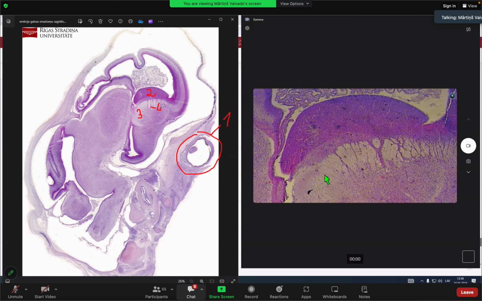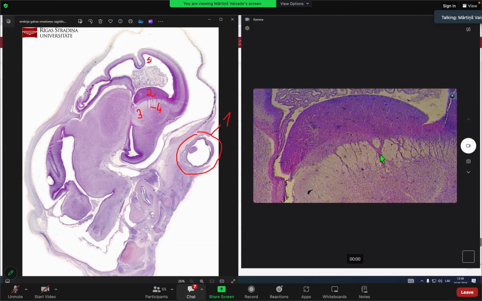Inside, you see dark strands of tissue. You see very thin fragments that move through the capsula interna, migrating neuroblasts. Number 4, migrating neuroblasts. They are moving through capsula interna. These dark strands are migrating neuroblasts.